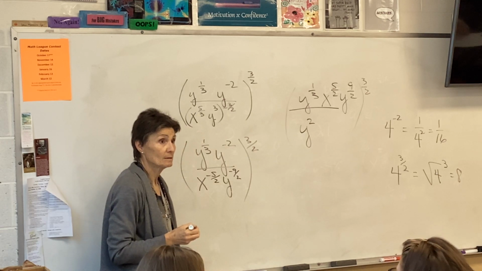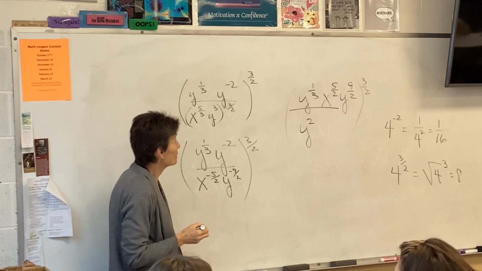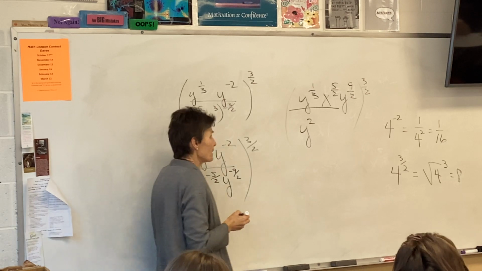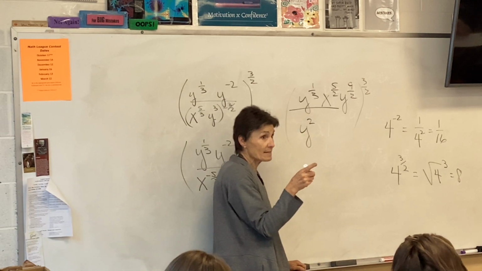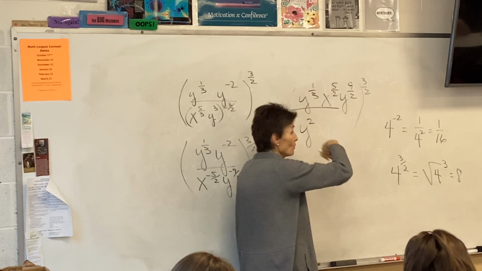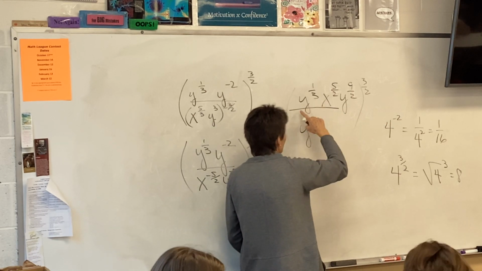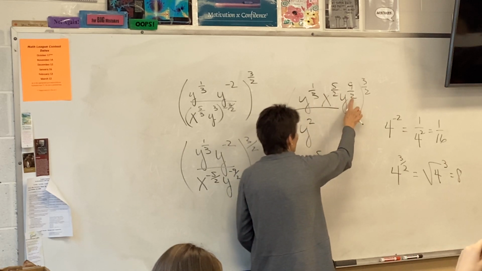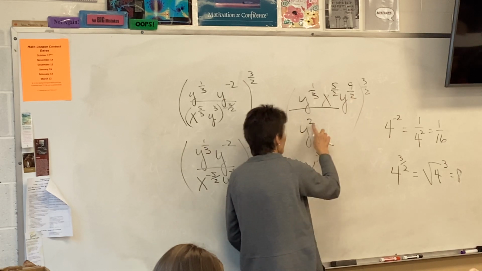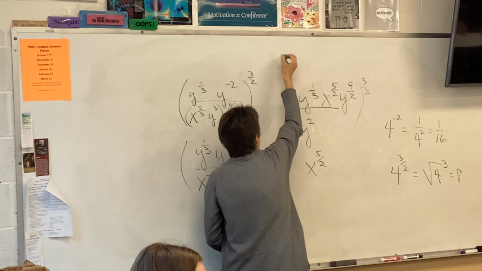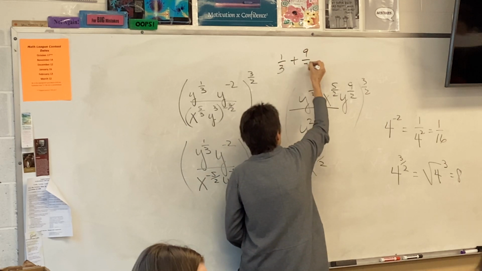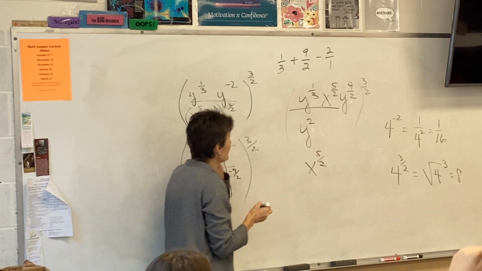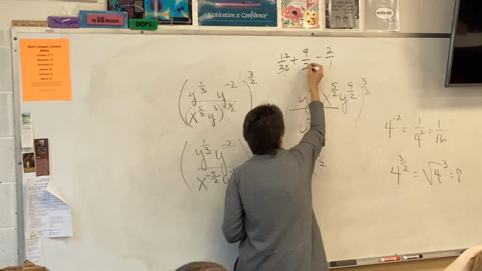And then I distributed, then I combined the y to the 9 halves and the y to the 1/3. You could do either thing, but I like that idea better, cleaning this up in here first. So what's going to happen, there's nothing to do with the x's because they're the only ones. But what are you going to do with the 1/3 and the 9 halves? You add them. And then what are you going to do with the 2? You subtract it. Okay, so I have 1/3 plus 9 halves minus 2 over 1. Those are all my y exponents. So I'll make them all into 6ths.